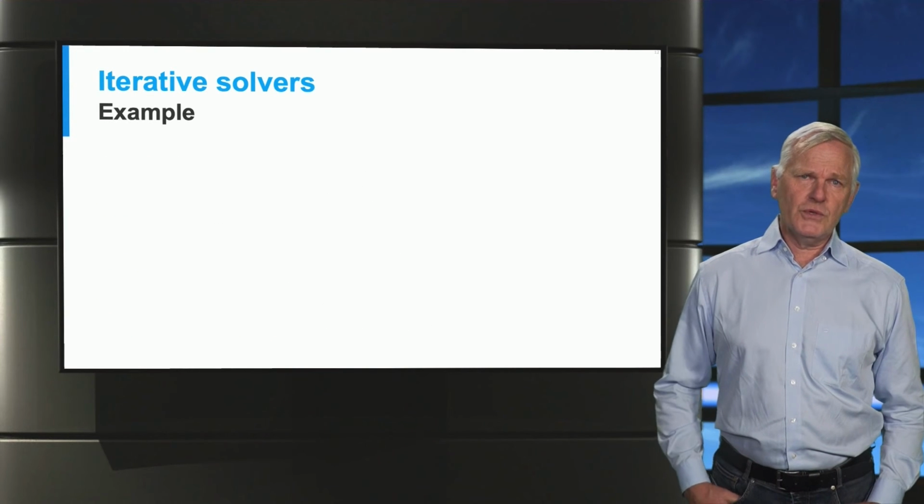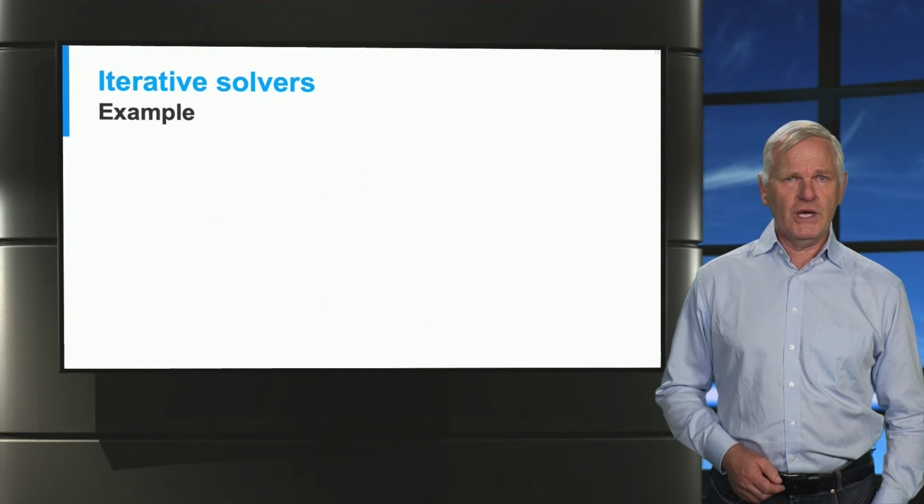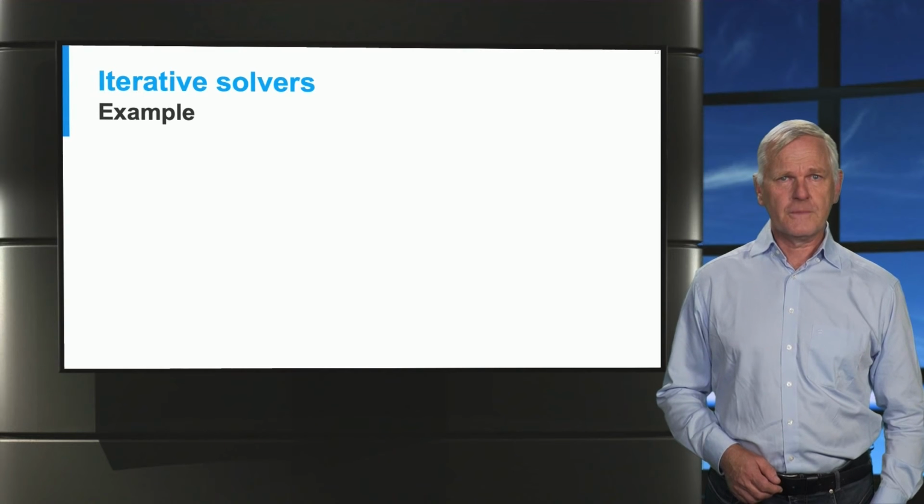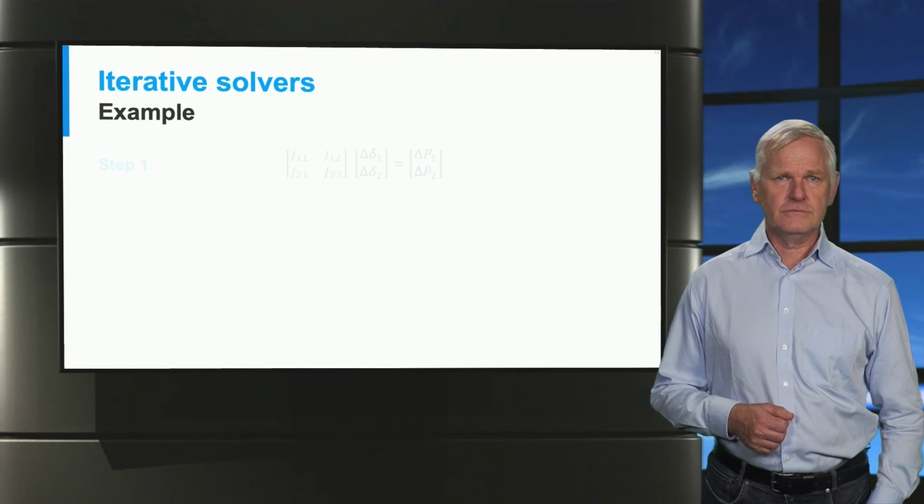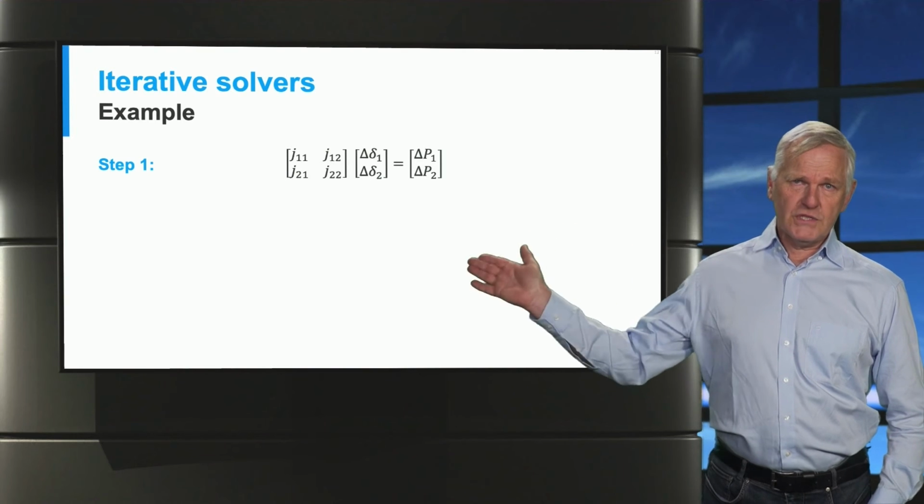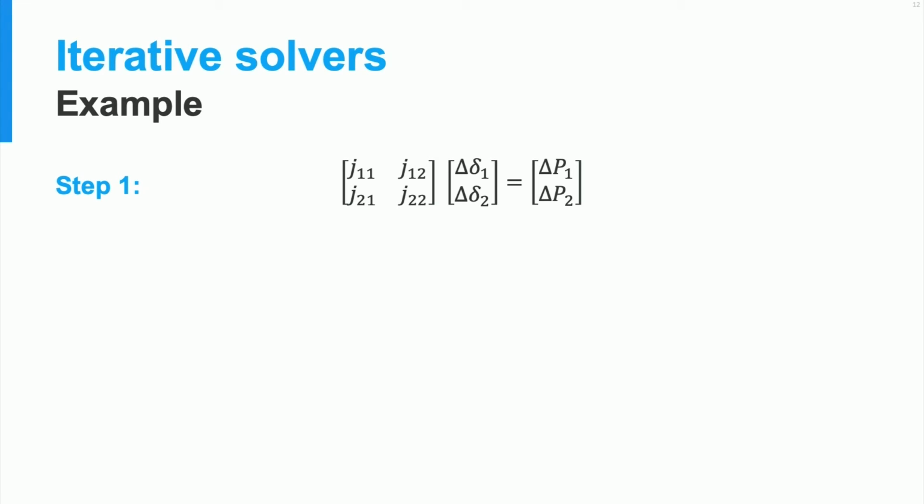Now let's see an example using only 2 of the 4 equations seen before. This happens if we neglect the reactive power in the system. Step 1. Put the system in the basic form. Here the A matrix is the Jacobian matrix, and we solve for delta given P.